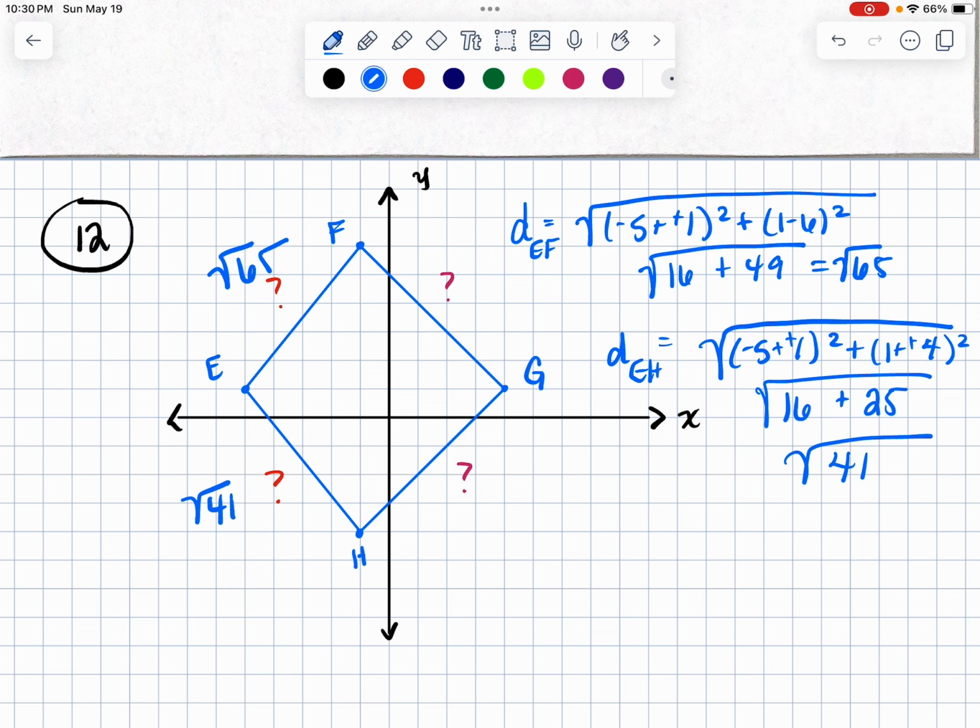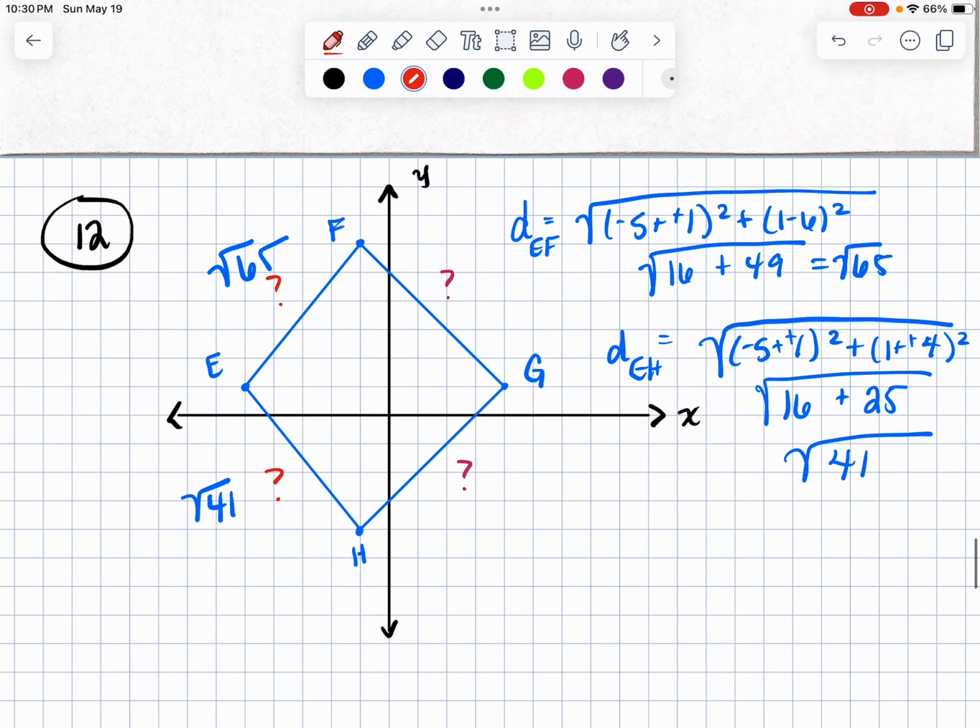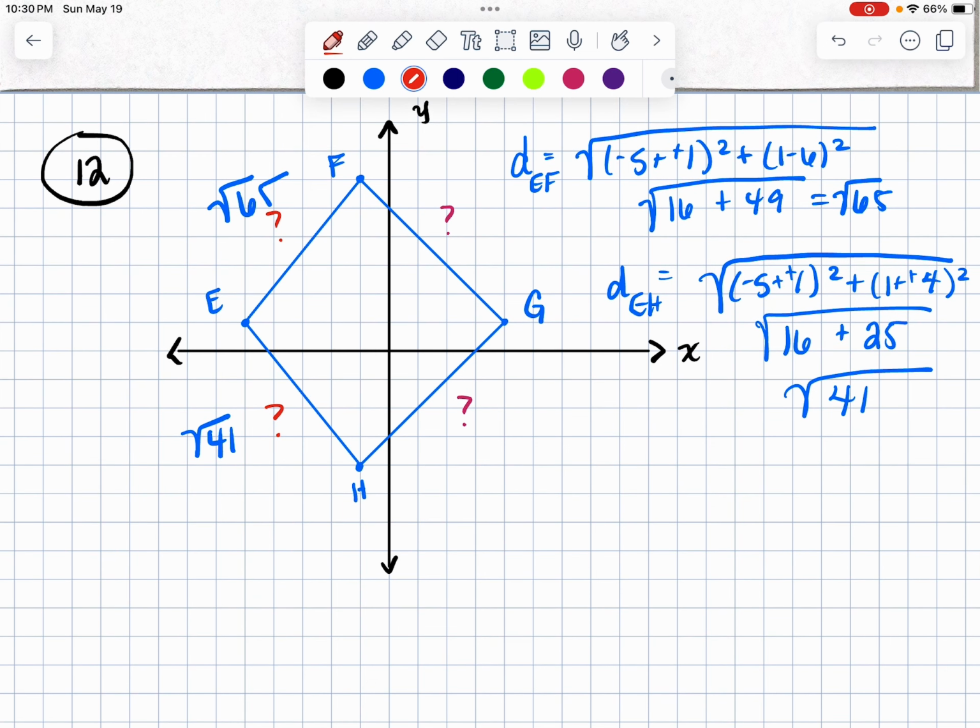Yeah, okay, I did that right. Well, let's just go ahead and check the other two sides and see what we come up with. So the distance from F to G is going to be the square root of... This time I'm obviously using the points F and G. So negative 1 minus 4 squared plus 6 minus 1 squared.